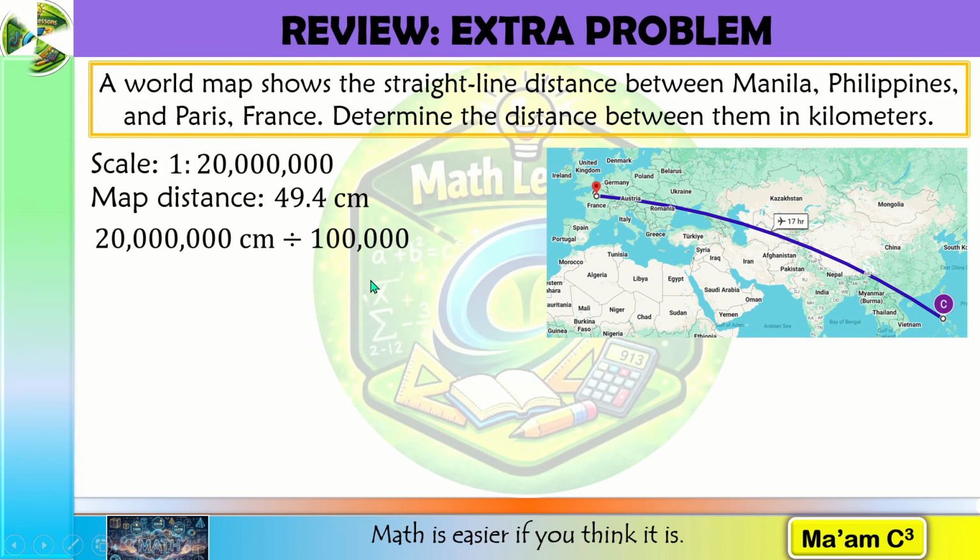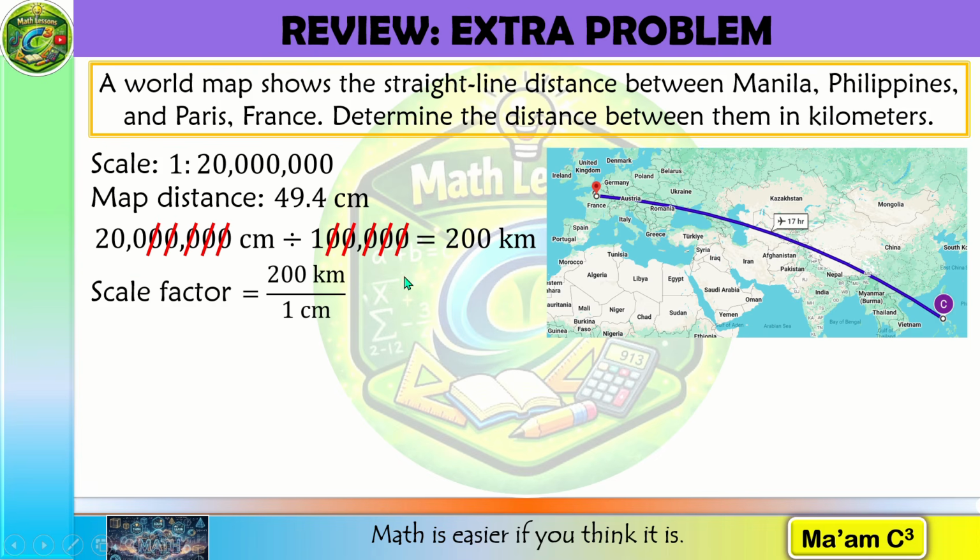I'm going to use the technique I taught you last time, the cancellation of pair of zeros. Let's cancel one pair, another one, and last one. So we have here 200 and in here is 1. So 200 divided by 1 is 200. So 20 million centimeters is equal to 200 kilometers. That will be our scale factor. 200 kilometers is to 1 centimeter.